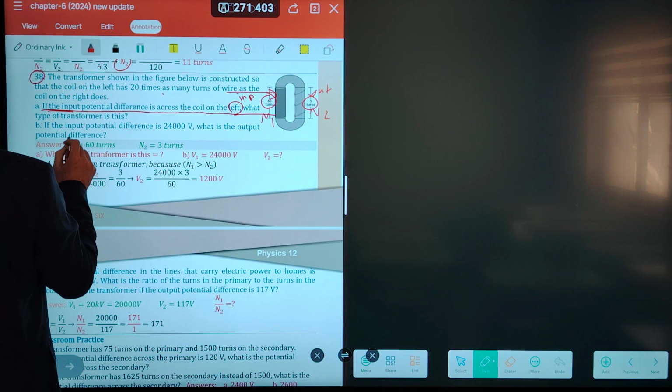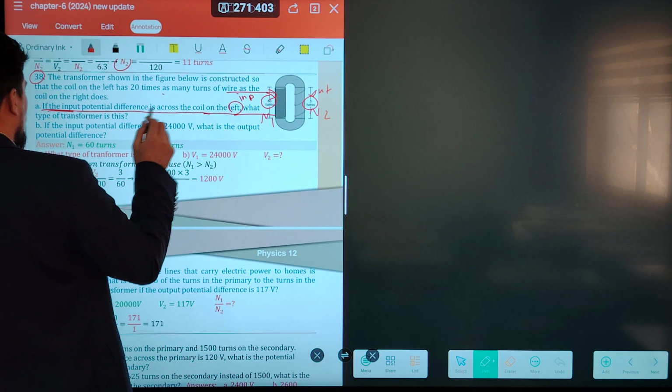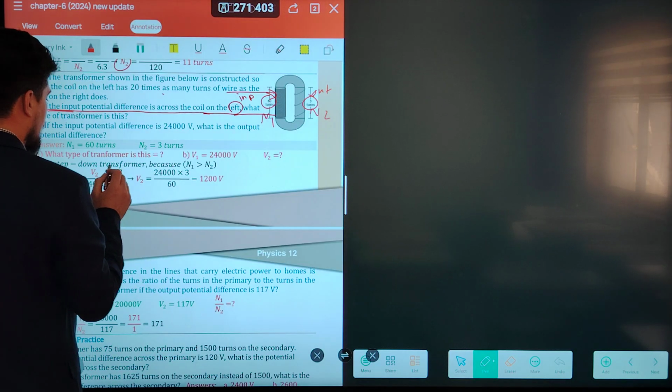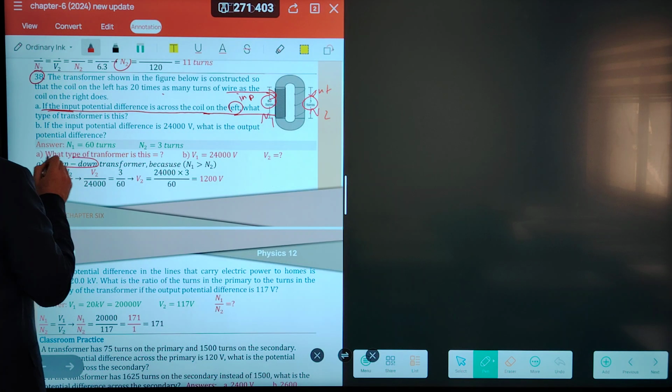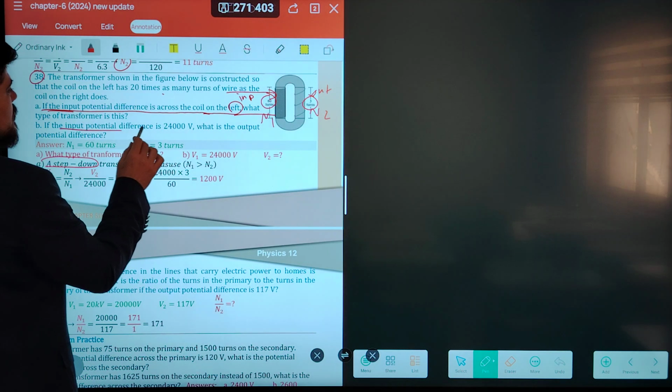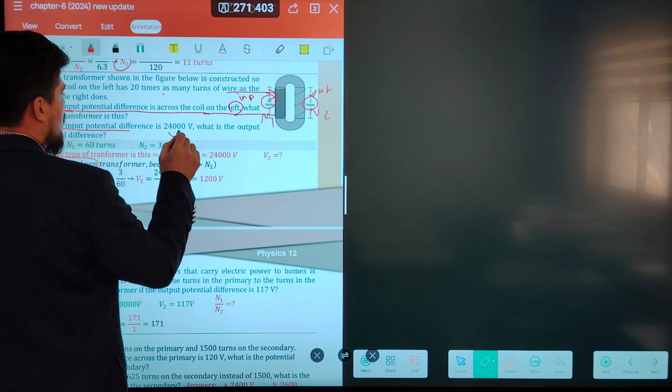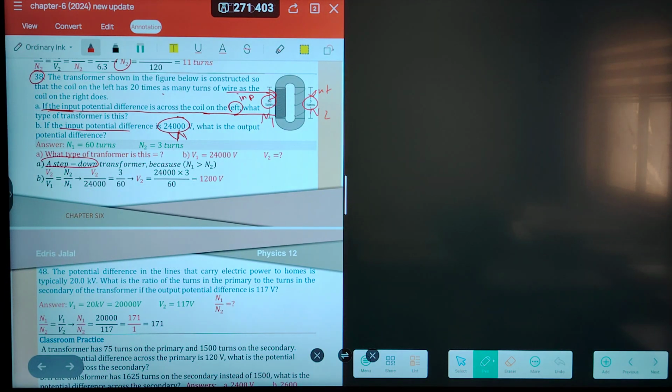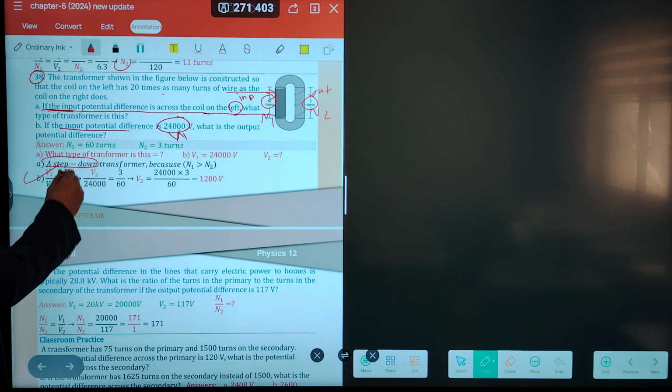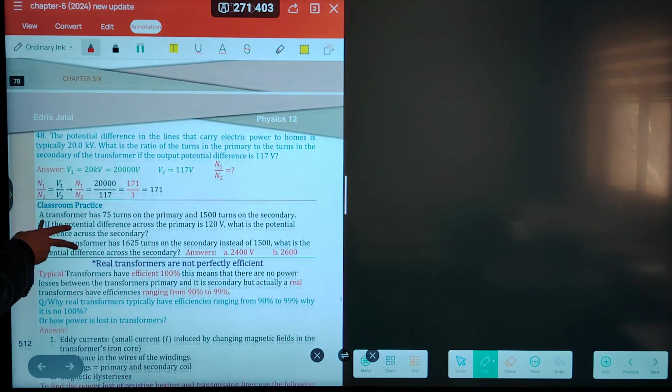What is the type of transformer if the input potential difference is across the coil on the left? Step down transformer. If the input potential difference V1 is equal to 24,000, what is the output? It's very easy. You can find it by the equation of the transformer.